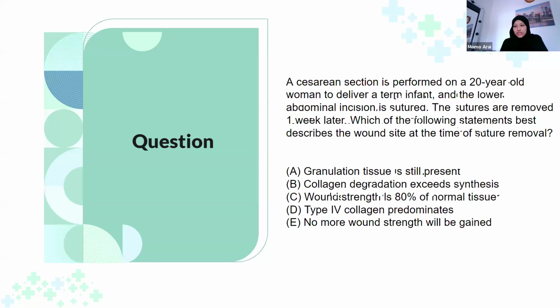A, granulation tissue is still present. B, collagen degradation exceeds synthesis. C, wound strength is 80% of normal tissue. D, type 4 collagen predominates. E, no more wound strength will be gained after this.